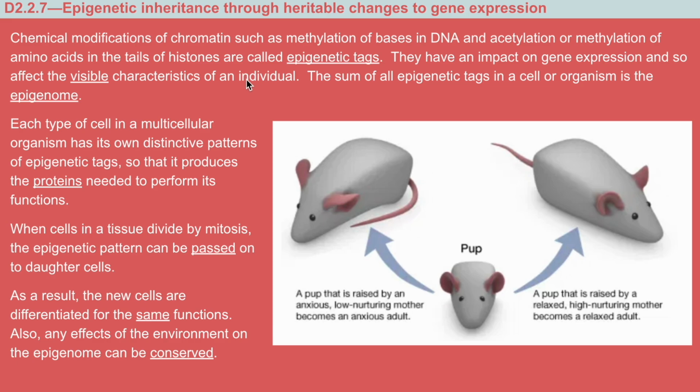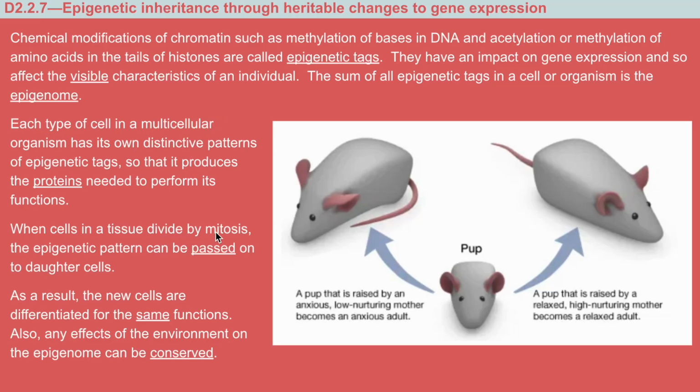Okay, chemical modifications of chromatin, such as methylation of bases in DNA and acetylation or methylation of amino acids in the tails of histones, are called epigenetic tags. They have an impact on gene expression. They affect the visible characteristics of an individual. The sum of all the epigenetic tags in a cell or organism is called the epigenome. Now, each type of cell in a multicellular organism has its own distinct patterns of epigenetic tags, so it produces the proteins needed to perform its functions.